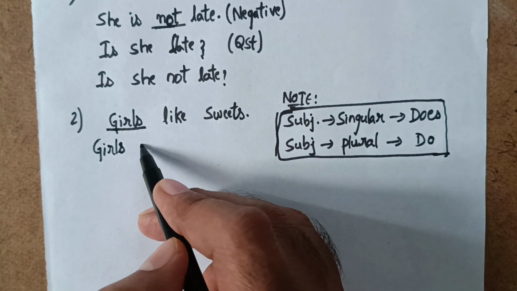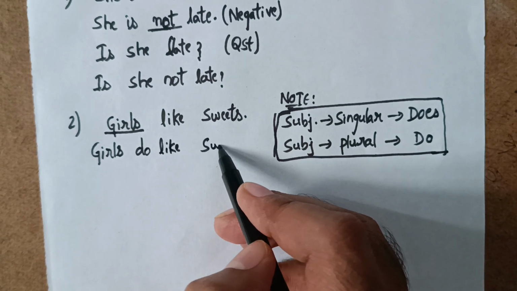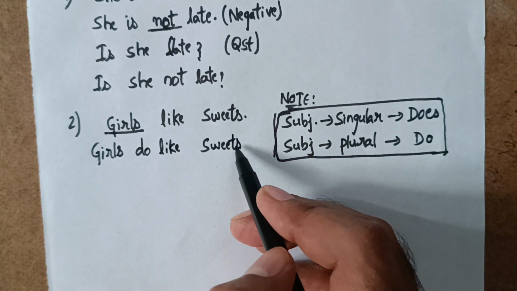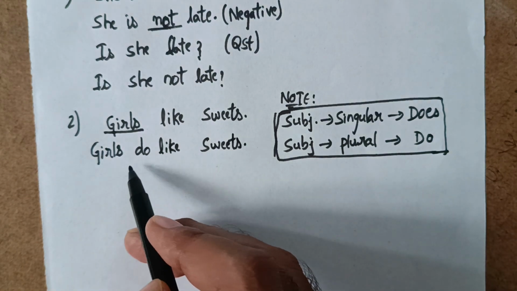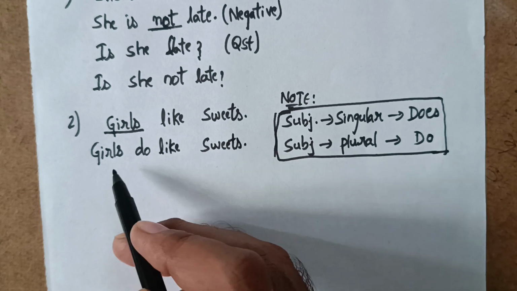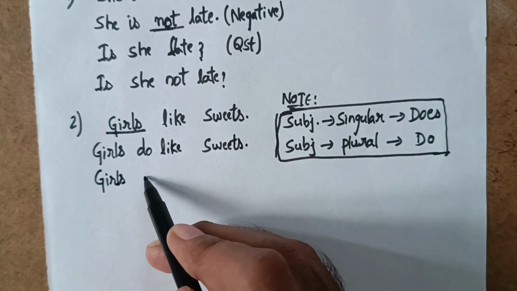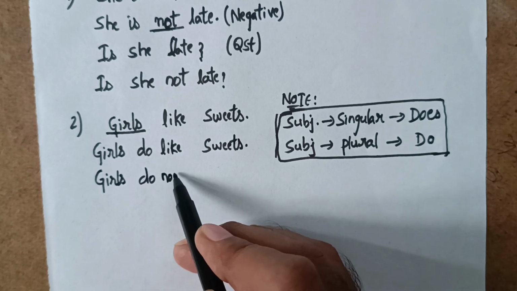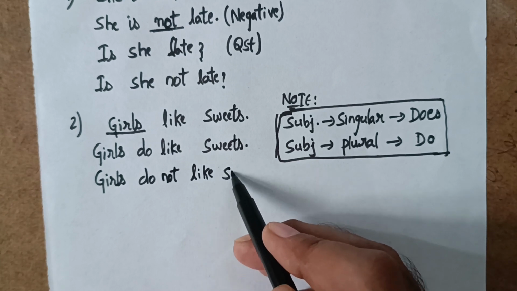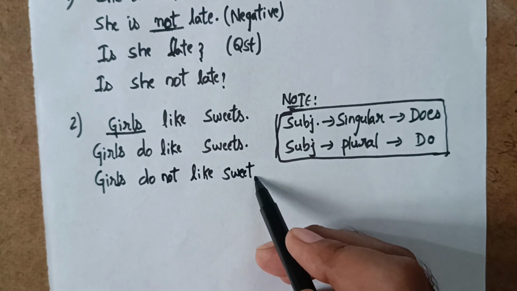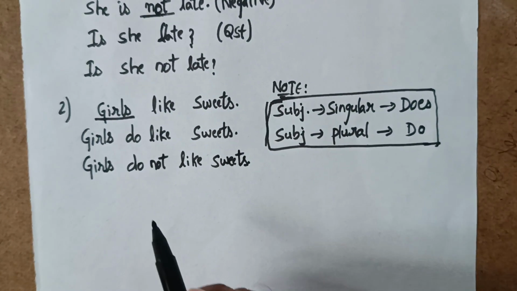Girls do like sweets. Now I can convert this statement into negative: girls do not like sweets.